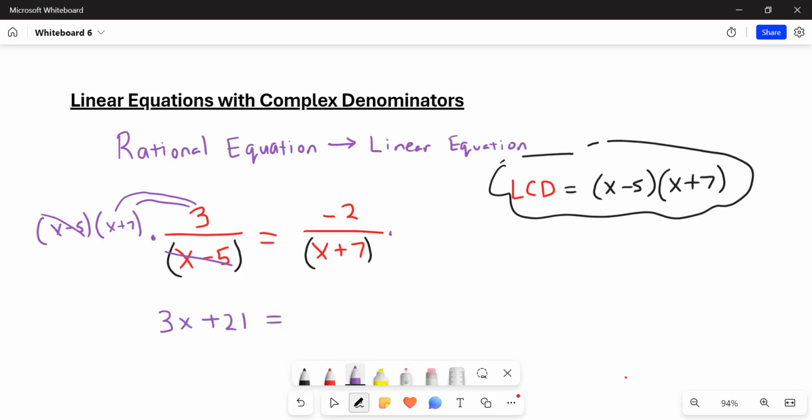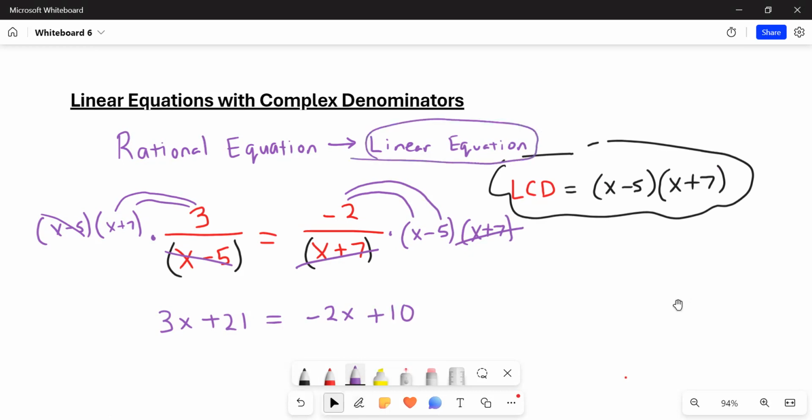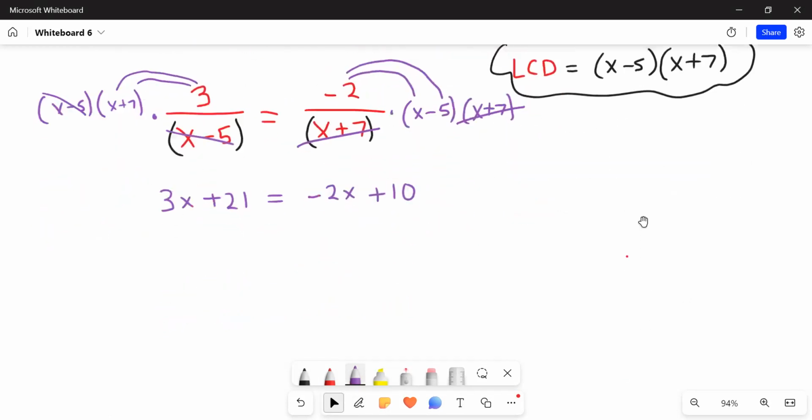Now, we'll do the same thing on the right-hand side. To keep this balance, we'll multiply by the LCD, x minus 5 times x plus 7. Notice this time the x plus 7 simplify. We're left with negative 2 times x, negative 2x. And negative 2 times negative 5 will be a positive 10. Notice now it looks like a traditional linear equation, and so we'll employ the steps there. With variables on both sides, I'll begin by adding 2x to the right side and to the left side, leaving me with 5x plus 21 equals 10.